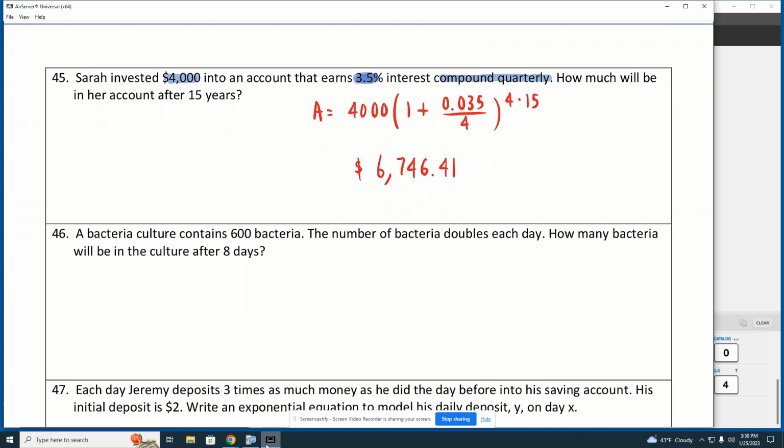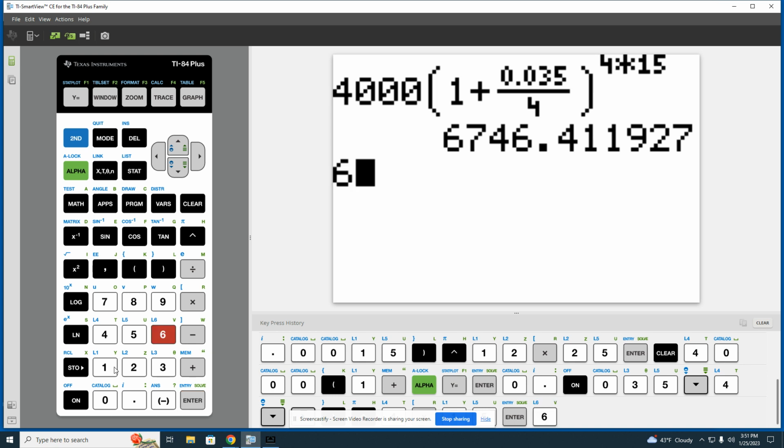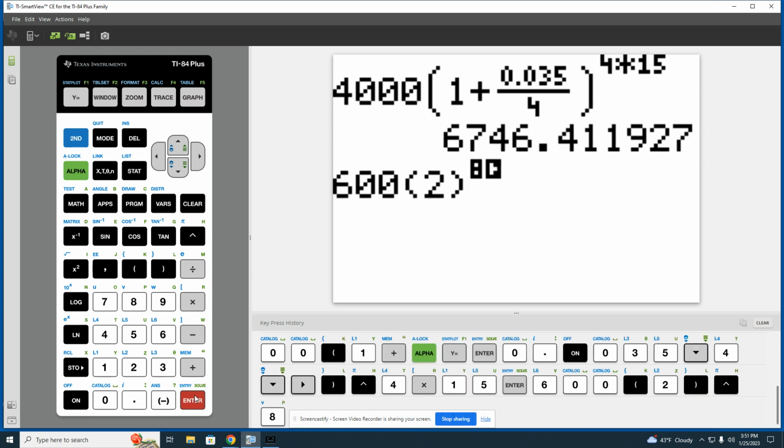Okay, number 46. A culture contains 600 bacteria. The number of bacteria doubles each day. How many bacteria will be in there after 8 days? So once again, it's not asking me to write the equation, it's just asking me to solve. So the formula for this clearly is the double formula. It started with 600, it's doubling, and they want to know how much is it after 8 days. So real simple, 600 times 2 to the 8th power.